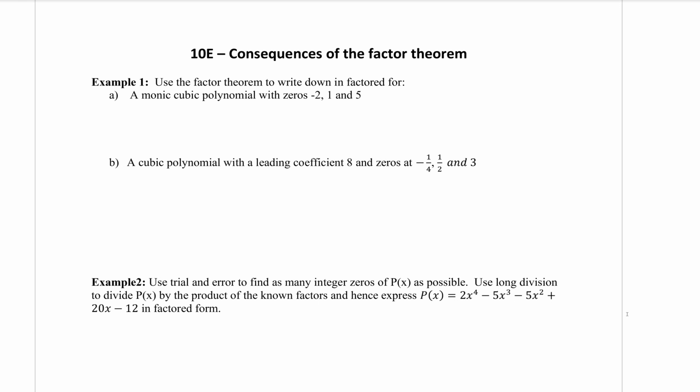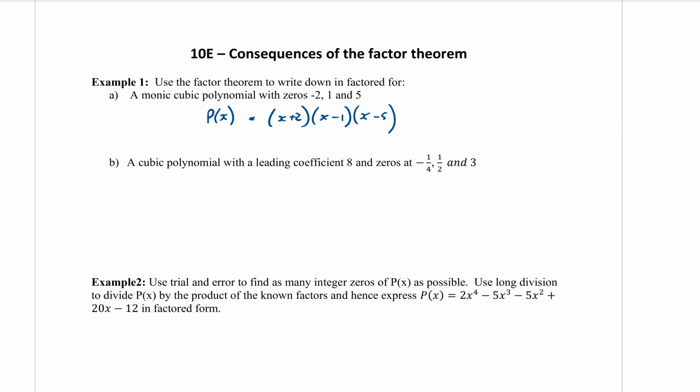So all that we need to do for that, if we have 3 zeros there and we know it's a cubic, my polynomial is simply going to be, for the -2 there, it would become an x plus 2 in brackets. The positive 1 would become an x minus 1, and the plus 5 would become an x minus 5. And that is it. That's all we need to do.